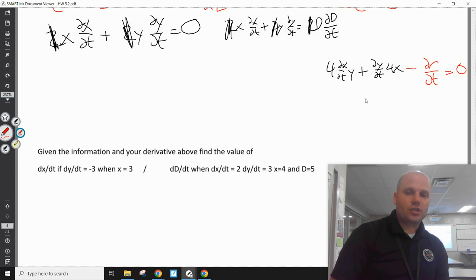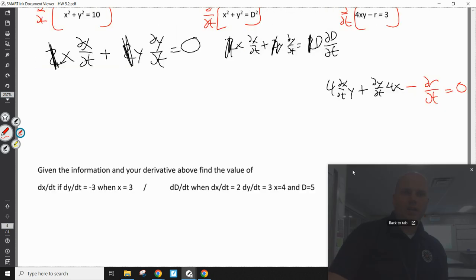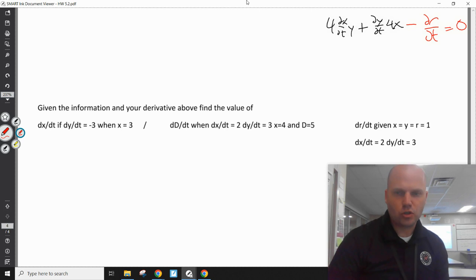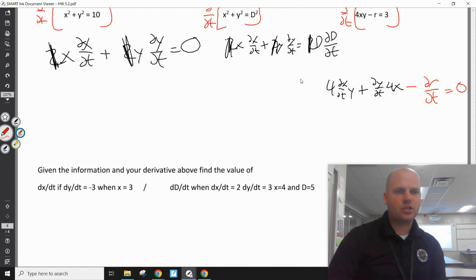Now what you're going to see in the final 3 questions are like, hey, you got your change equation. What if I give you some information? Could you find some stuff for me? And the answer should be yes.